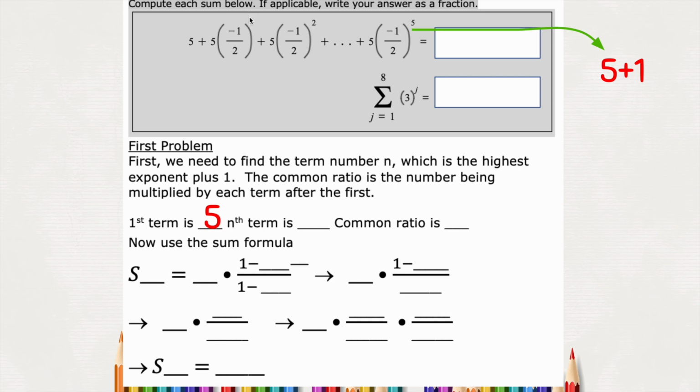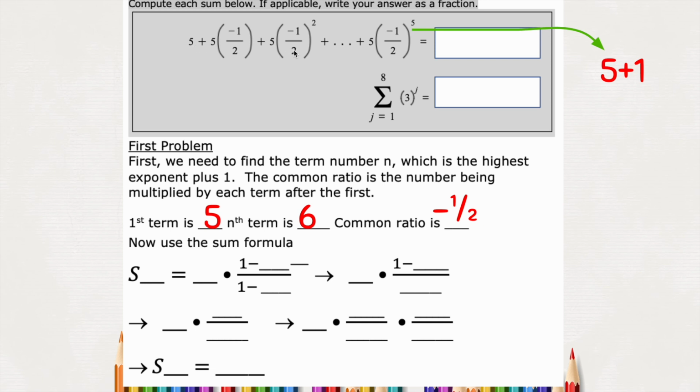It doesn't start counting till the second one with the exponent. So it goes 1, 2, 3, 4, 5. Well, we have that first one to deal with too, so it's actually 6. And then the common ratio, well, that's the number being multiplied each time, right? So that's that -1/2. So I immediately have everything I need to plug into my sum formula. I don't have to do anything extra for this.